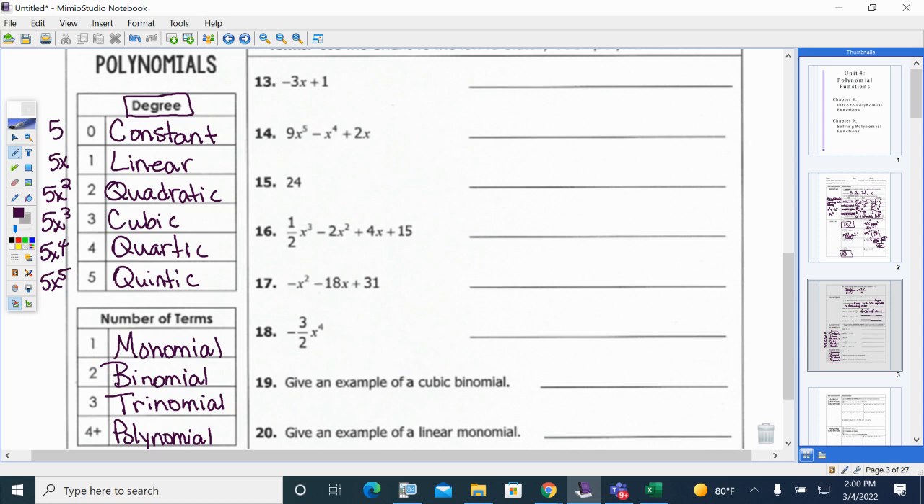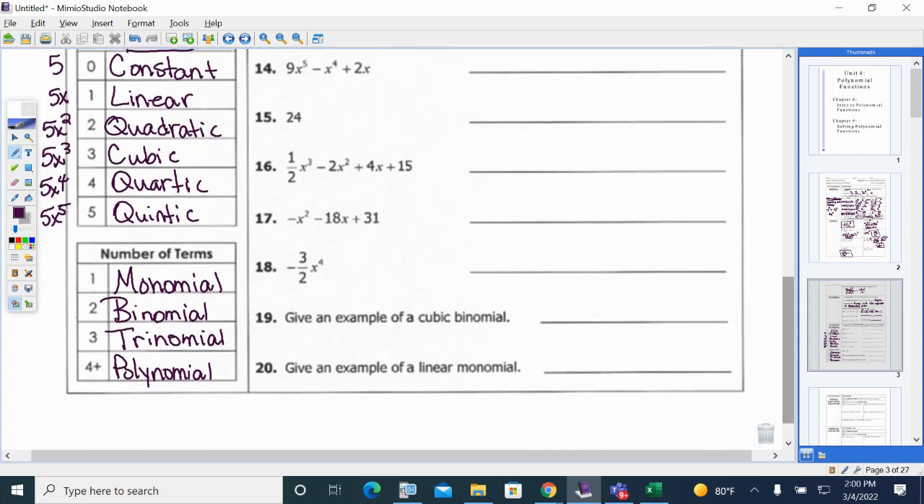For the number of terms, if it only has one term, it is a monomial. If it has 2 terms, it's a binomial. 3 terms is a trinomial. Anything more than that, 4 and more, we just call it a polynomial.